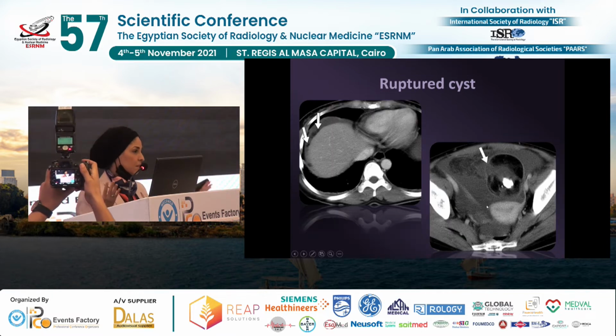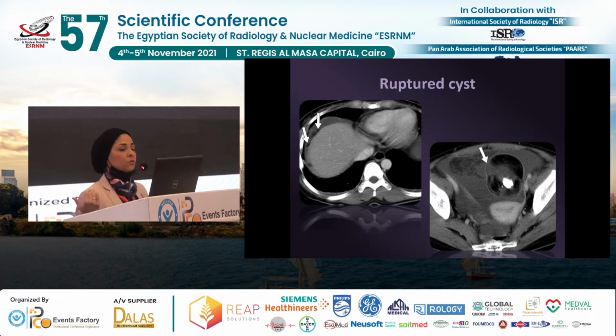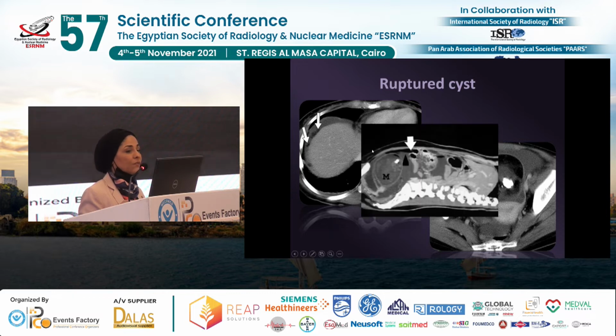And since ruptured dermoid cyst would promote chemical peritonitis, you would find marked fat stranding and free fluid collection. And if you do a reformatting, you would find that the fat is actually floating upon the fluid as it's of a higher density.